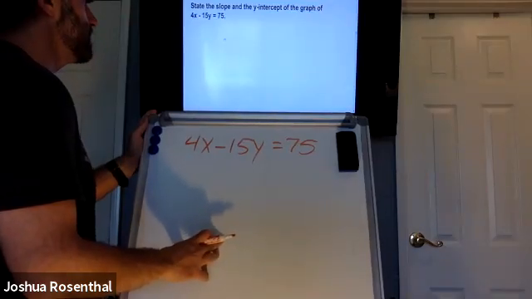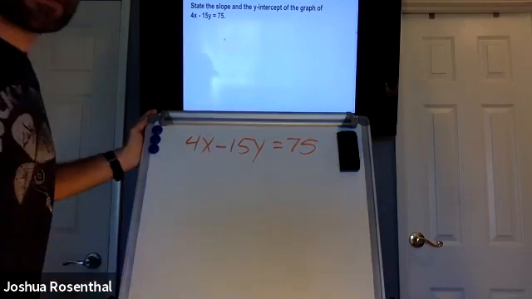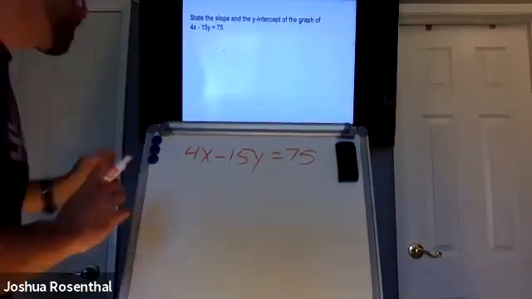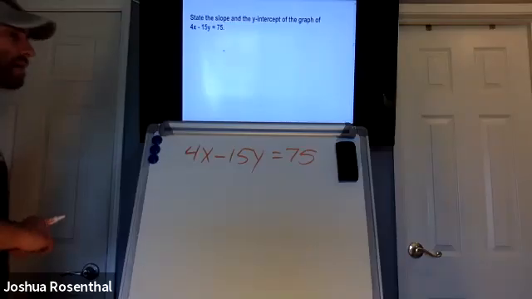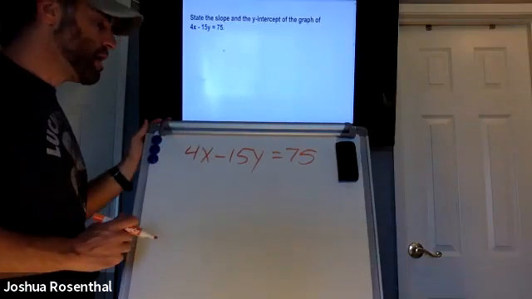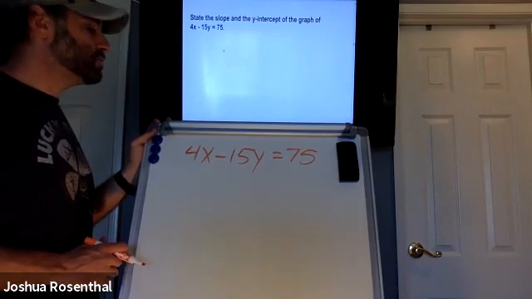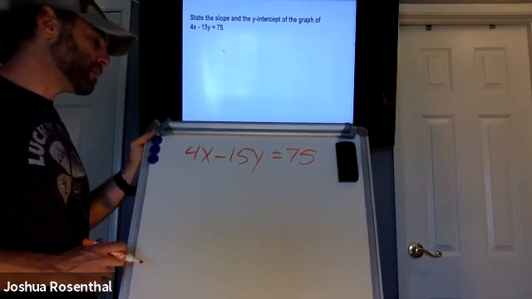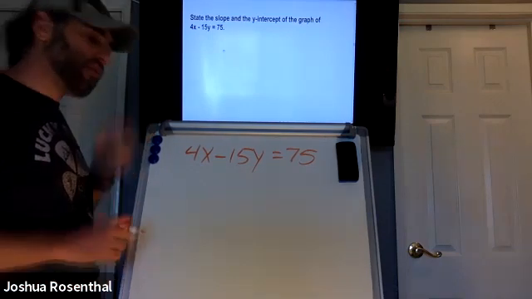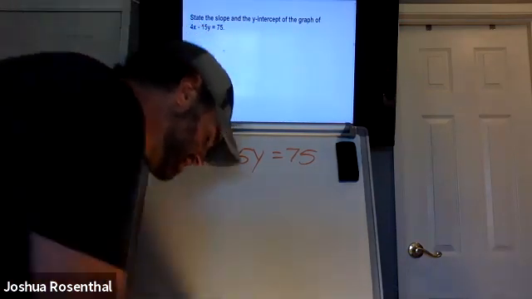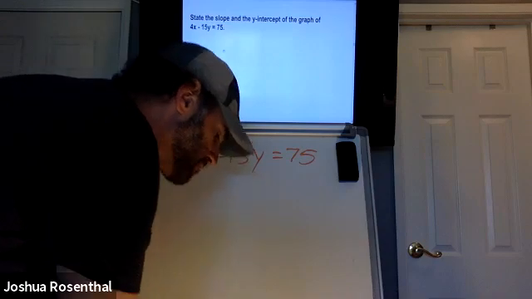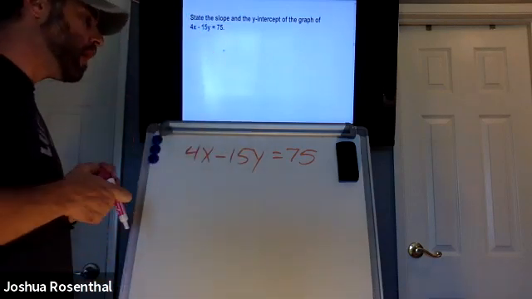You skipped something. Okay, so they want the slope and the y-intercept, but it's in standard form. I'll go back. So let's just do this one. Right now, the slope and y-intercept are not as easy to see unless you put it into slope-intercept form. The way we do that is we isolate y. So basically, I'm testing you to see if you know how to isolate the variable y.